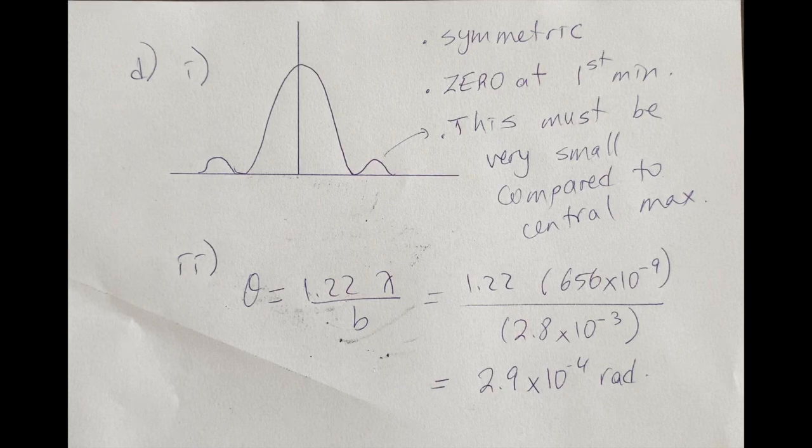The second part says estimate in radians the smallest angular separation for light of 256 nanometers to be resolved by the eye of this observer. Resolution formula: 1.22 lambda over b. Lambda and b give us the angle. Thank you.